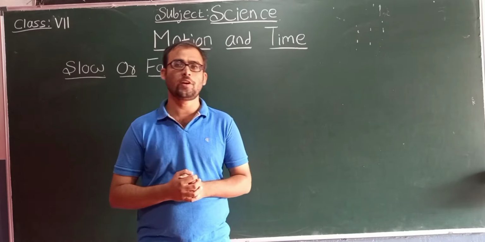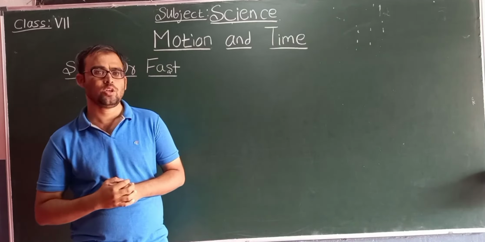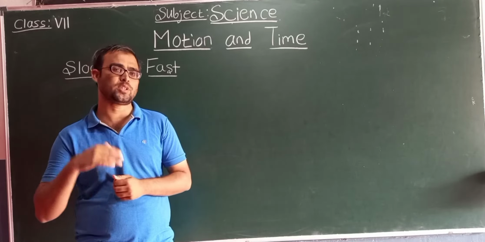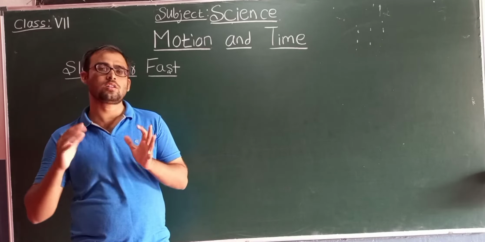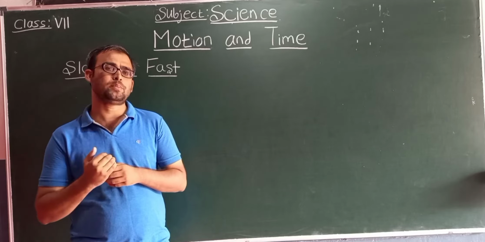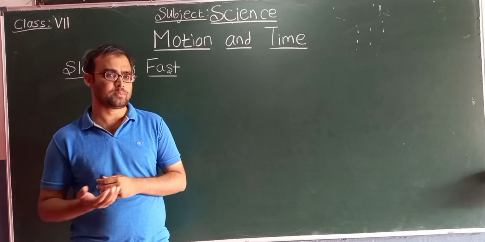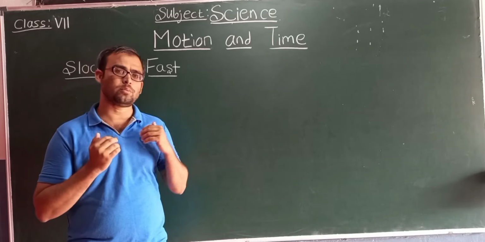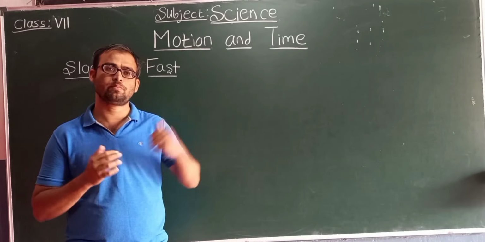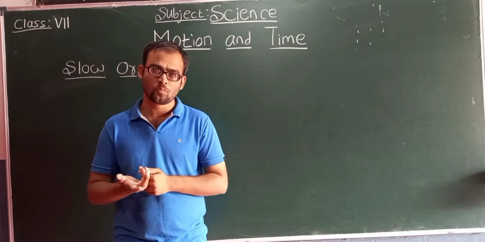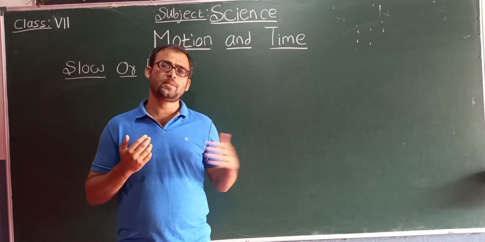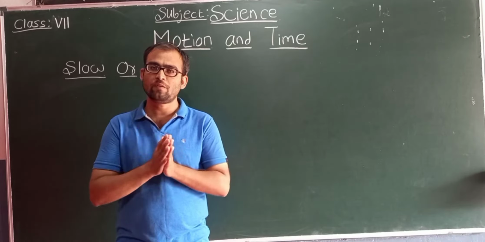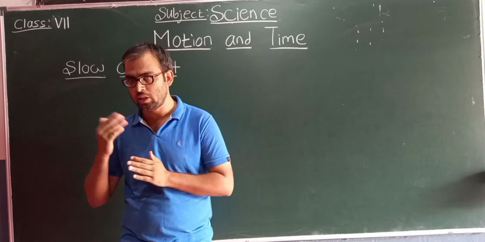Now let us talk about slow or fast. You might have seen that some objects move fast and some objects move slowly, or sometimes the same object moves fast and at other times moves slowly. Then how do we know which object is moving fast and which is moving slow? If the objects are moving in the same direction, then we can say which of them is moving fast and which is moving slow.